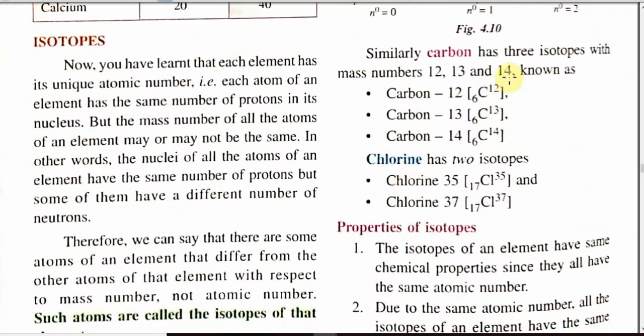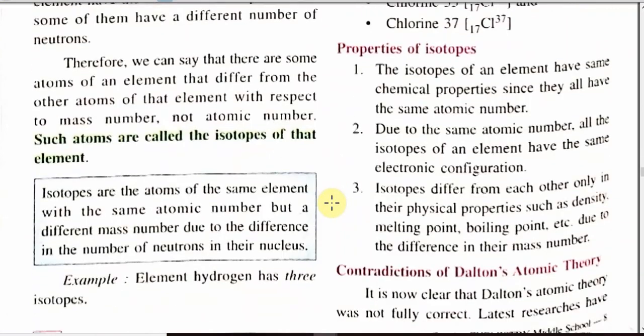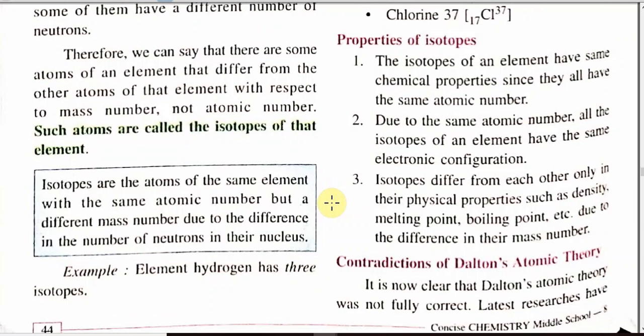Similarly, you can see carbon has 3 isotopes. How? 6, 6, 6, all similar, but the mass number is different: 12, 13 and 14. So we can say chlorine has 2 isotopes. You can see 17, 17, but 35 and 37. It means that we can say what the property of isotopes is. Isotopes means elements with the same atomic number but different mass number.